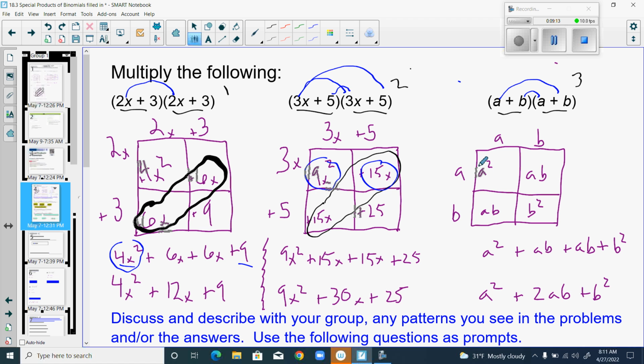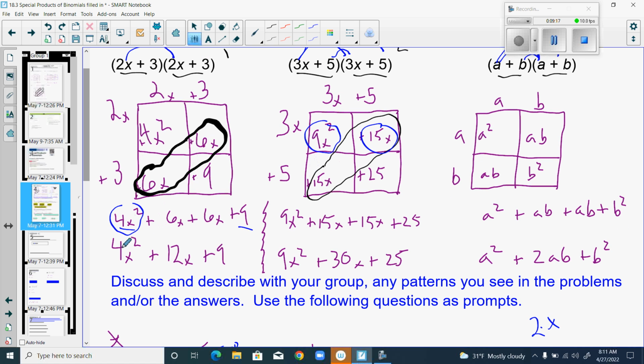That pattern is the first term is being squared. So this 2x here, if I didn't look at the rest of this and I just took 2x and squared it, I get 4x squared, right? If I just took 3x and squared it, I get 9x squared. If I just took a and squared, I get a squared. So that's the other pattern.